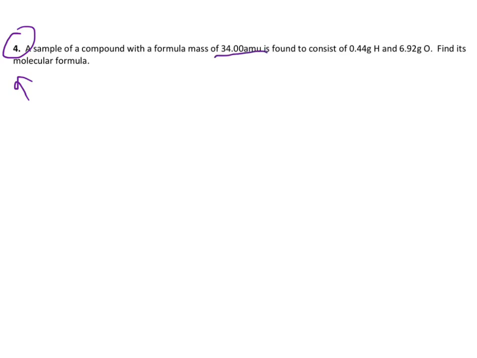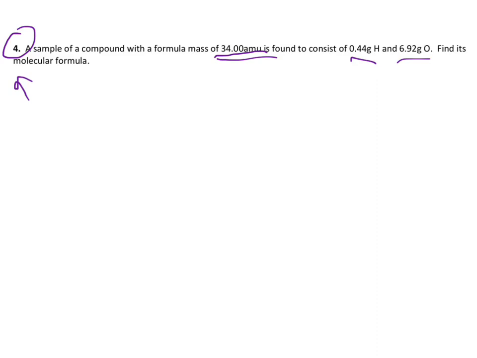This right here is telling you the molar mass of the molecular formula. And so you take your grams, convert them to moles, divide by small, multiply to whole to get your empirical formula. And then you divide it into the molar mass there to get the number that you have to multiply it by. So again, number 4 here is essentially numbers 2 and 3 put together.